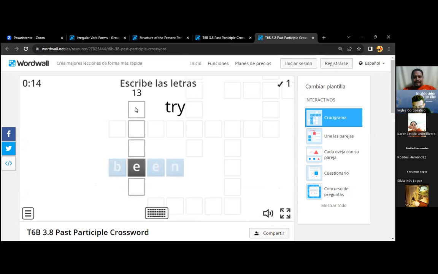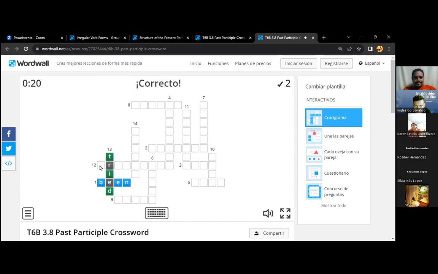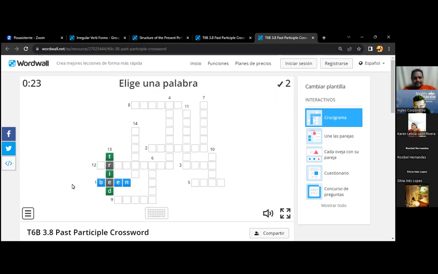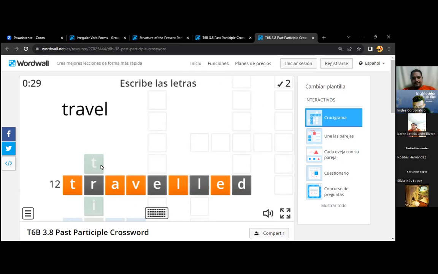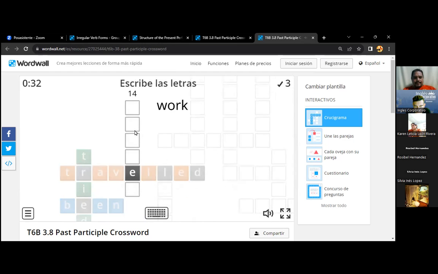Trigger. Travel. Double L. Get a worker. Worker. Work.